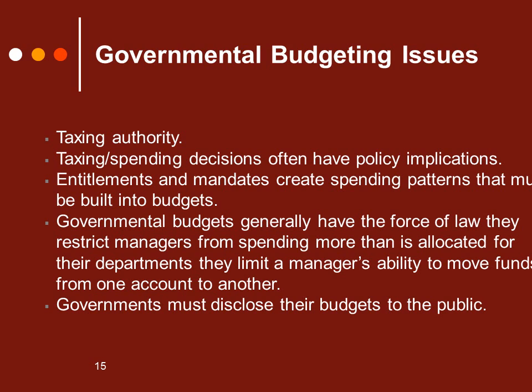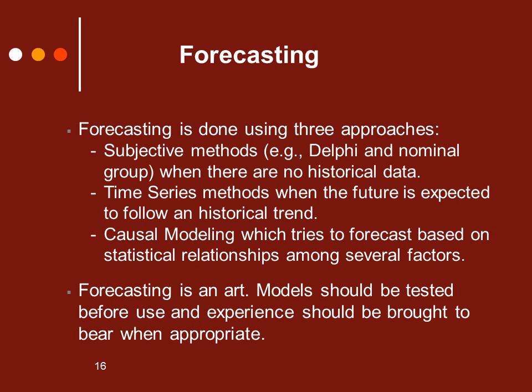The following page talks about some government budgeting issues. Budgeting is basically based on forecasting. Forecasting is done using three approaches: the subjective method, the time series method, or causal modeling. Forecasting is an art which could be tested before use, and experience should be brought to bear when appropriate.